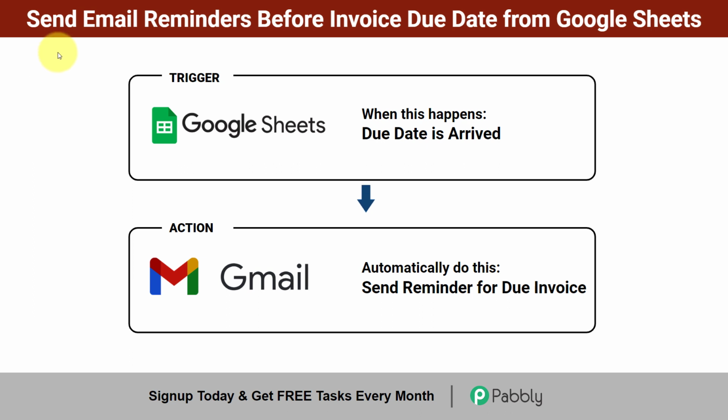In this video, I will show you how you can automatically send email reminders to your customers before the invoice due date arrives, directly from Google Sheets. So what will happen? I'm going to set up an automation in Google Sheets and Gmail in such a way that whenever my automation notices that the due date has arrived, it will automatically send the reminder for that due invoice to the customer whose details are present in Google Sheets.